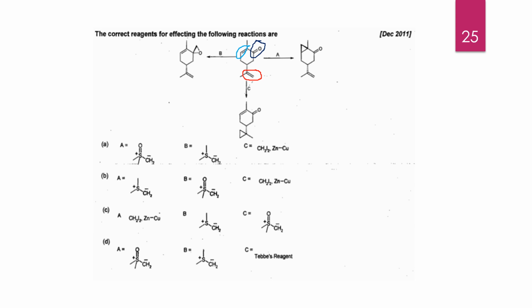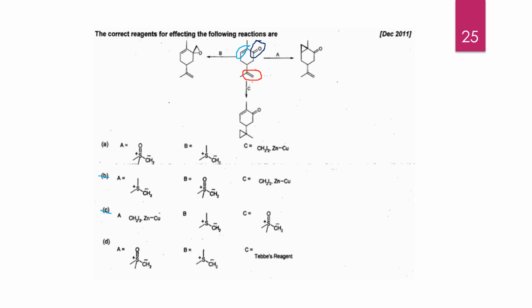So from the options we can choose. Here, this one is alpha beta unsaturated, so it will be sulfoxonium ylide. So already these two options are cut. We will go between this and this. So B is sulfonium ylide, epoxide, sulfonium ylide. So both are the same.